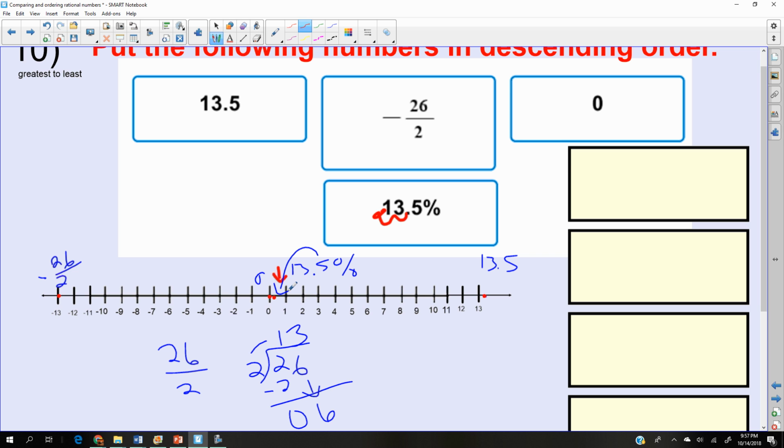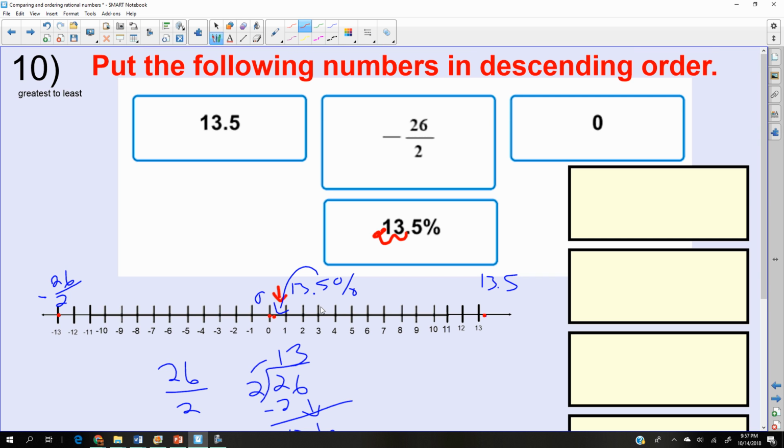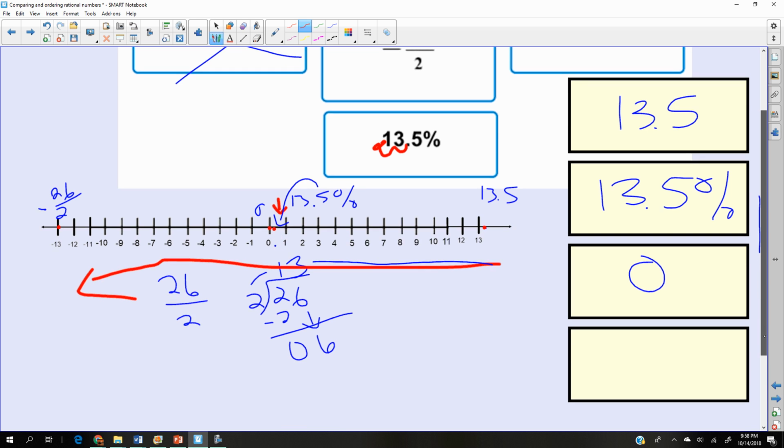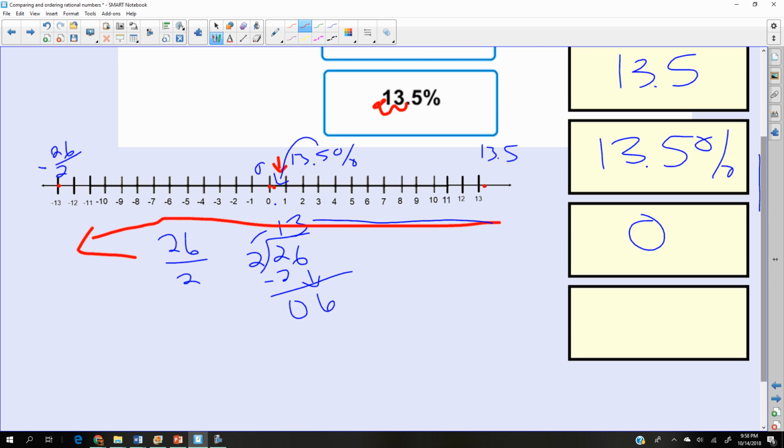All right, so now that we have it on a number line, we can put them in order from greatest to least. And since to the right of the number line is the biggest, we'll just go from this way to that way. So the first one, 13.5, is the greatest. And then as we go down the number line, the next one is 13.5%. And then we have 0. And then finally we have negative 13, which is also the same as negative 26 halves. Okay?